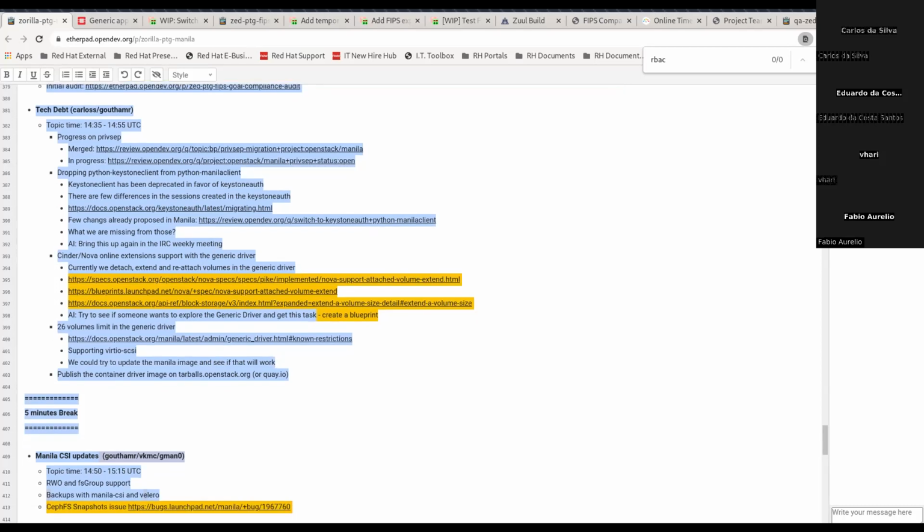Yeah, great. Thank you for the updates on this. And yeah, that's another action item for us. And last but not least is the published container driver image on tarballs.openstack.org or Quay.io.